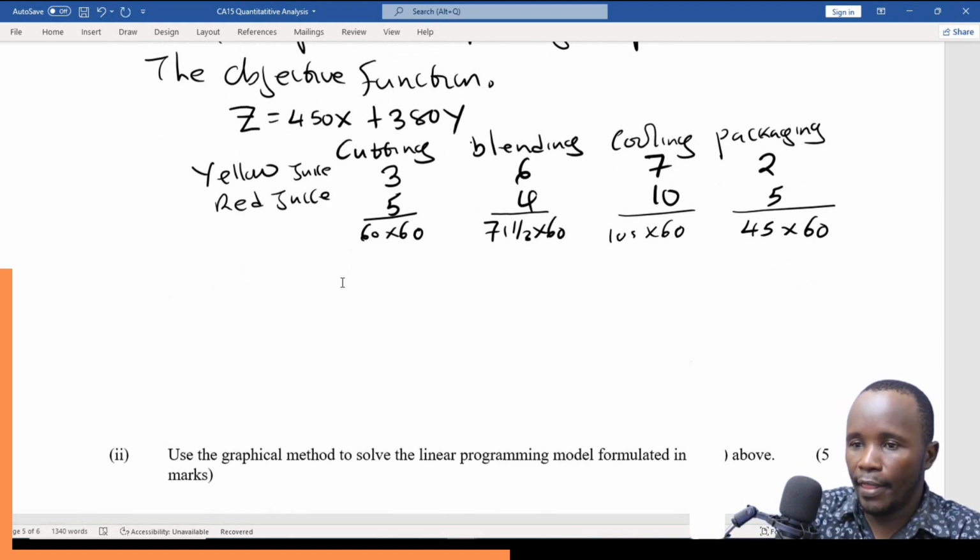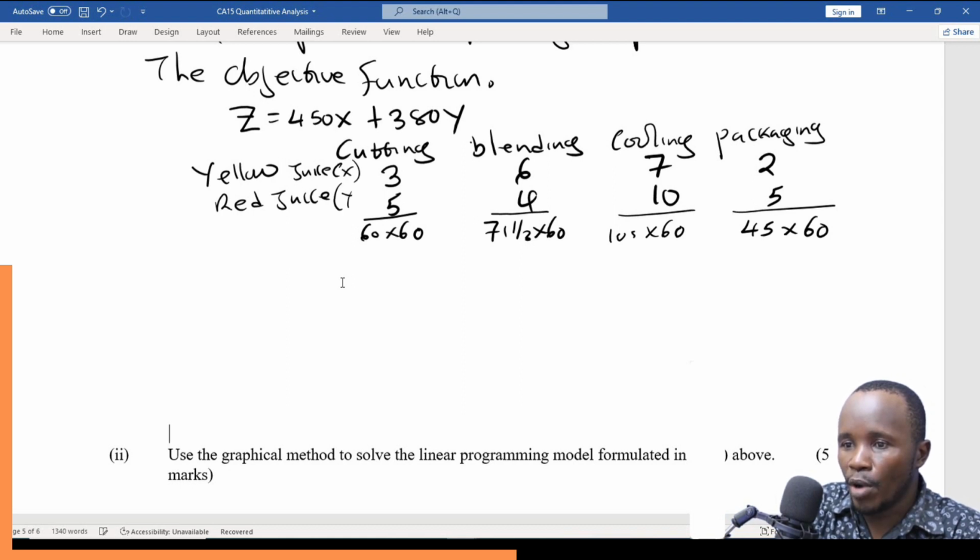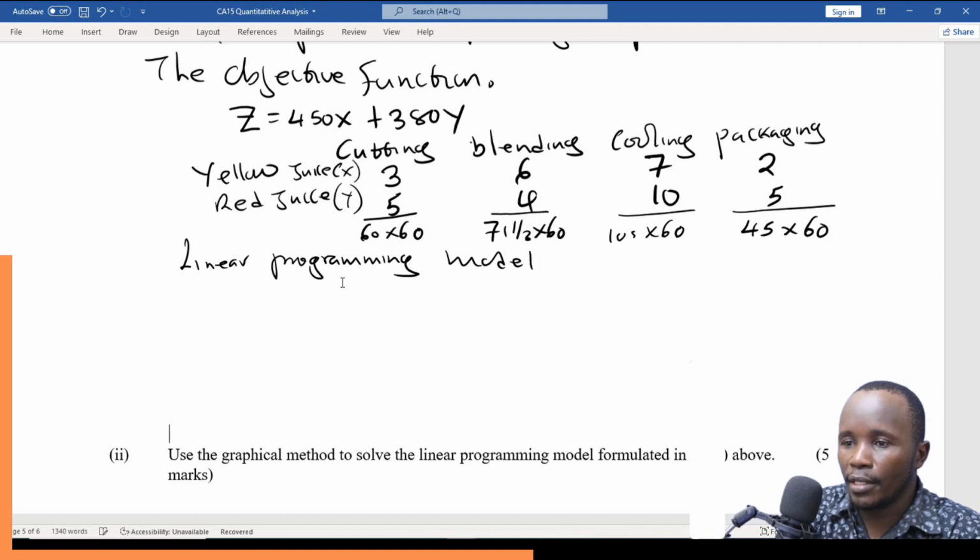Remember, the amount of yellow juice is X. The amount of red juice is Y. Linear programming model: the first one is on cutting. It is 3x plus 5y is less than or equal to, what is the time here? What is 60 times 60? 3,600.